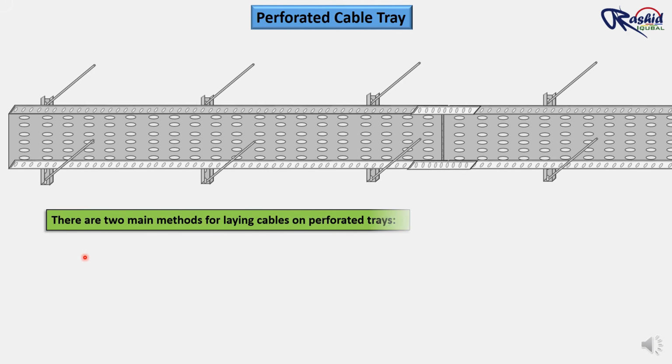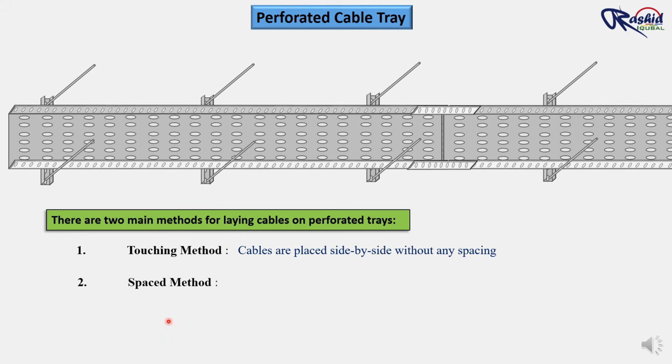So basically, there are two main methods for laying cable on perforated tray. Number one, touching method, where cables are placed side by side without any spacing. Number two, spaced method, where each cable is separated by a distance equal to its outer diameter. Let us start with the touching method.